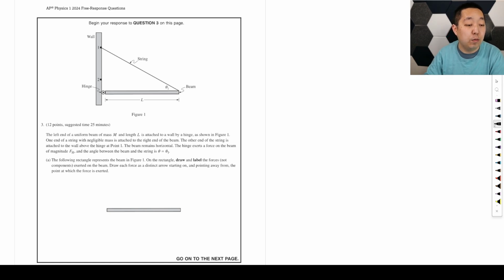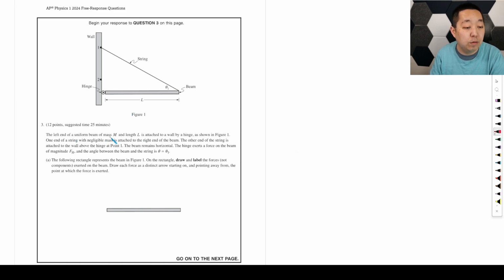So, a uniform beam of mass M and length L is attached to a wall by a hinge, shown in figure 1. One end of a string with negligible mass is attached to the right end of the beam. The other end of the string is attached to the wall at the hinge at point 1. The beam remains horizontal. The hinge exerts a force on the beam of magnitude FH, and the angle between the beam and the string is theta 1. Represent, draw and label the forces, not components, exerted on the beam. Draw each force as a distinct arrow starting on the beam.